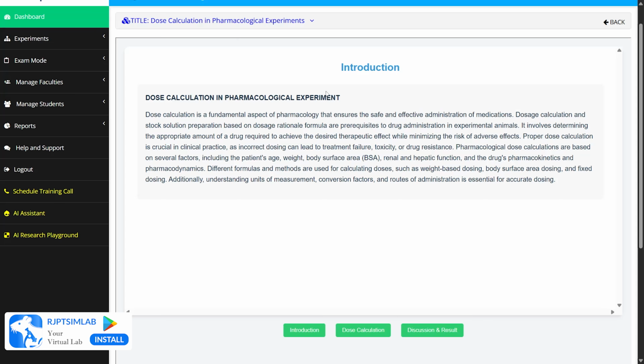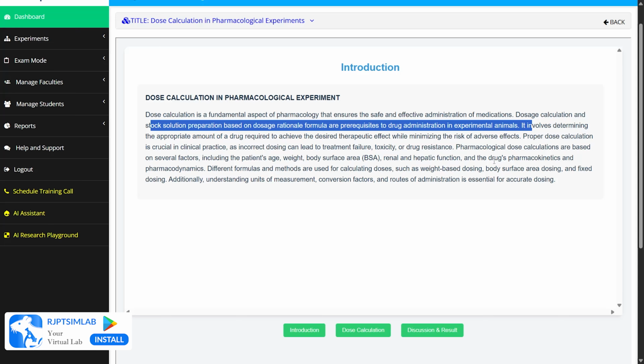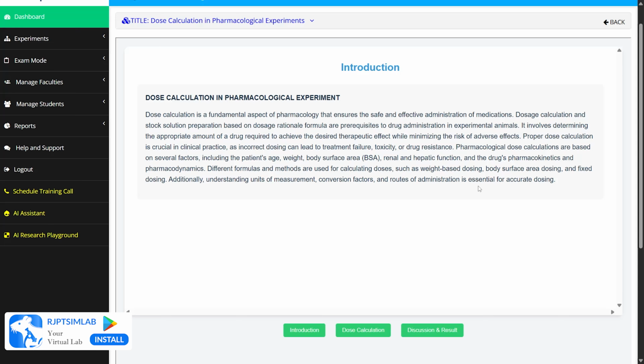The dosage calculation and stock solution preparation based on dosage rational formula are prerequisites to drug administration in experimental animals, which means dosage calculation and stock solution preparation. These are the two dosage rational formulas, which are prerequisites to drug administration, which means it is necessary before the administration of drugs in experimental animals.